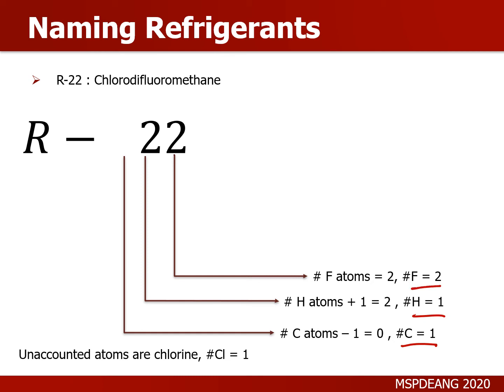Pero kulang pa tayo ng isa. Okay, na unaccounted atom to complete the valence of carbon. So kailangan pa natin ng isa. And the unaccounted atom is always chlorine. Okay, so with this, our refrigerant R-22 is chlorodifluoromethane.